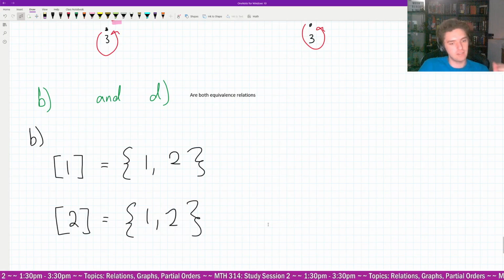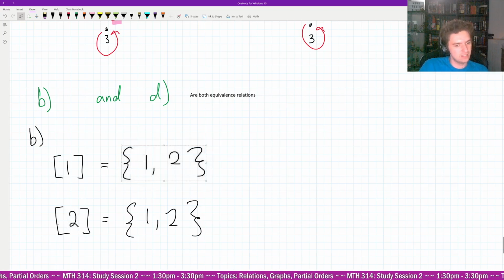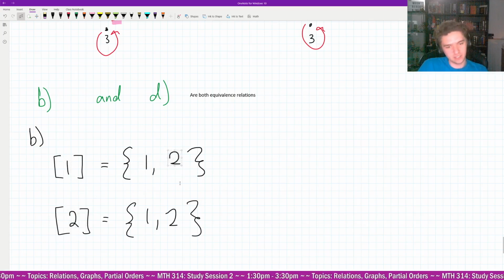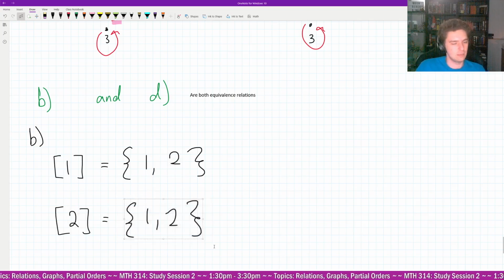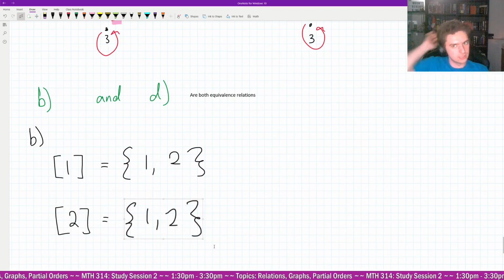Because remember, if this line is parallel to this line, then of course, if you ask what are all the lines parallel to this one, it'll be the same thing. I like thinking about them like lines. So if we're asking, what are all the lines parallel to this one? Well, it's itself and this other line. So what are all the lines parallel to this other line? It's the same set. That's all it is.